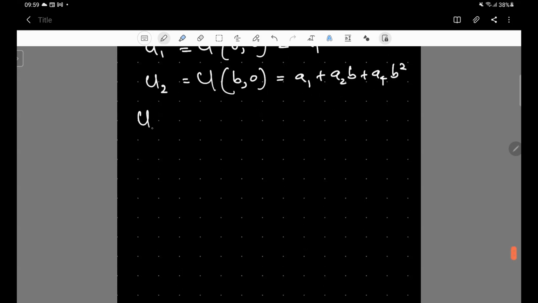Similarly, for u3, the displacement in the x direction is a function of the nodal coordinates given by (0, h). When you substitute it in the shape function, the displacement function, the corresponding x terms would be 0, and the y terms and the constant term will be remaining.